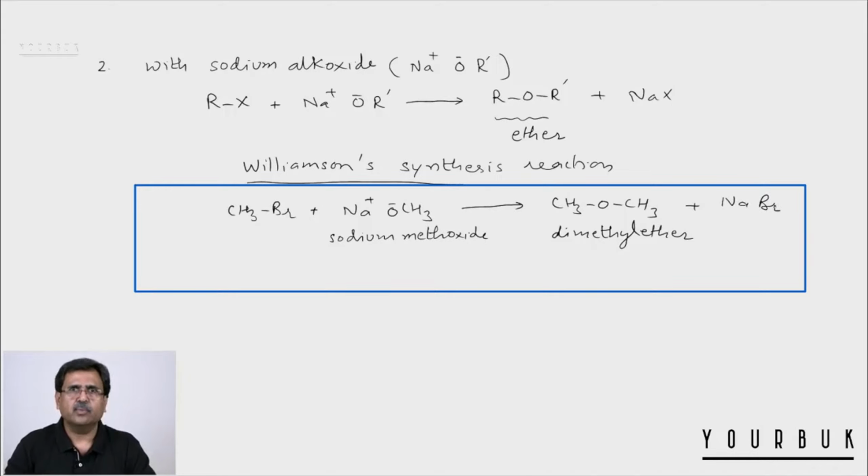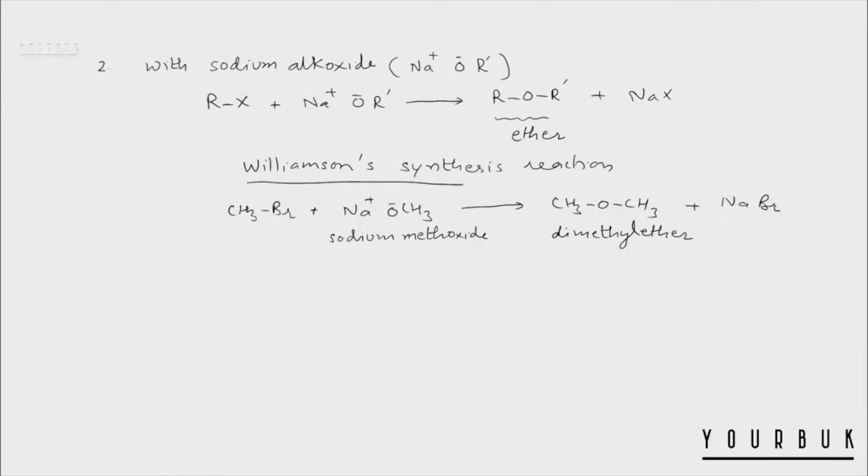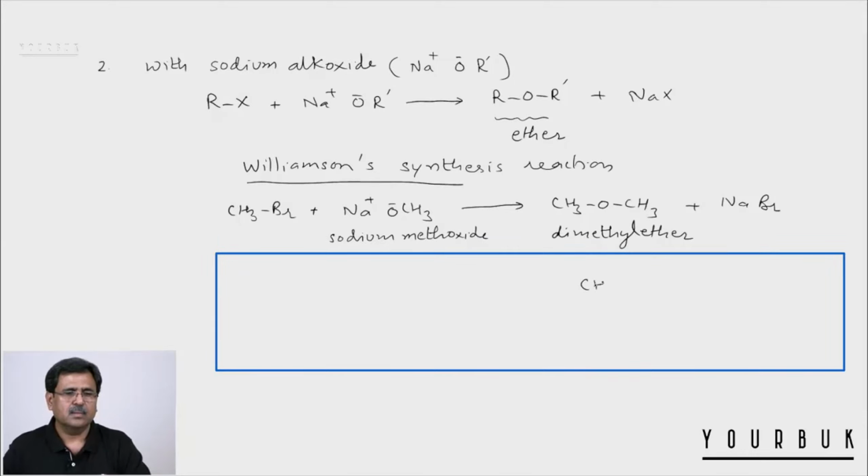Now some more important points about Williamson's synthesis. This Williamson synthesis is an example of an SN2 mechanism. The reaction is given by less crowded alkyl halide. So if you are preparing an ether with two different alkyl groups, then you see which alkyl group is less crowded and take the less crowded alkyl group in the form of alkyl halide and the other alkyl group in the form of a sodium salt of alcohol, means as a sodium alkoxide. For example, our aim is to prepare this ether.